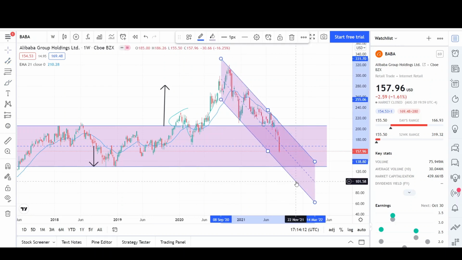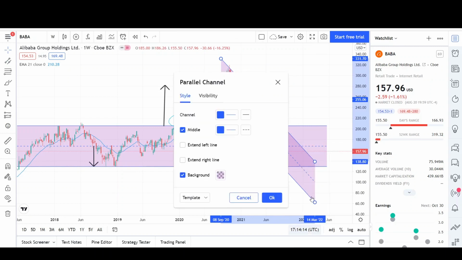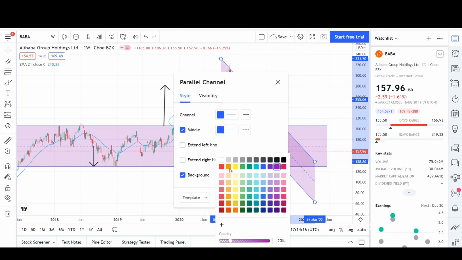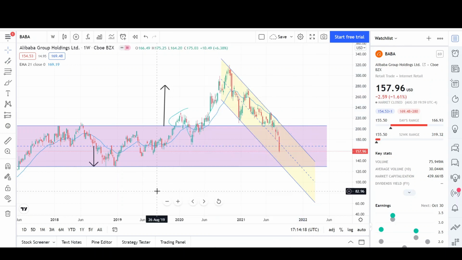I'm going to change the color. It's the same channel on the daily chart. I'm just showing you guys on the weekly chart. Let's make it yellow. So the EMA is pointing down, the channel is pointing down, the price bars are moving down, making lower lows, lower highs. So that's a telltale sign we're in a downtrend.